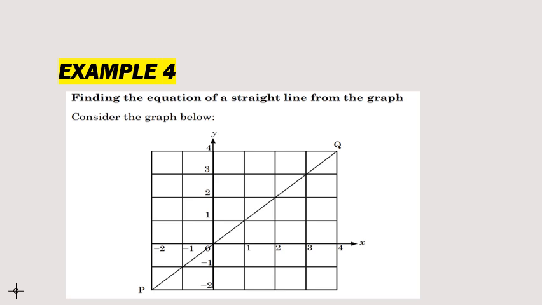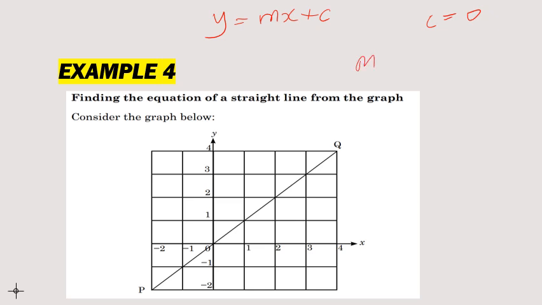Let's complete this lesson by looking at example 4. They're saying find the equation of a straight line from the graph. So here we have a graph. We need to find a straight line equation in that form. By looking at that line, it's obvious that the y-intercept is at 0. It's cutting y at 0, which means c is 0. Now the remaining part is to find m.